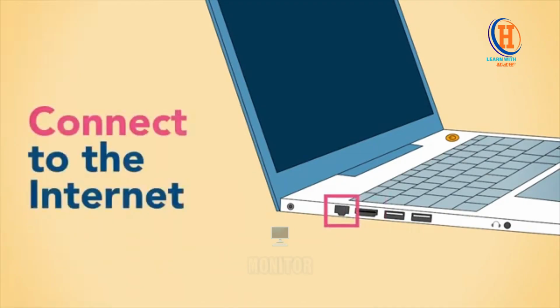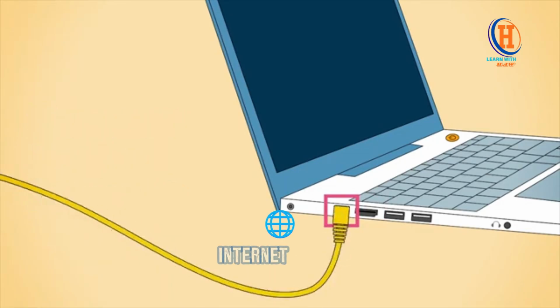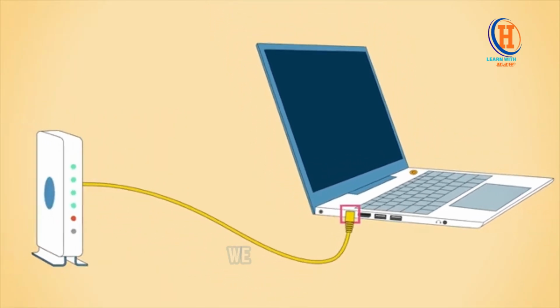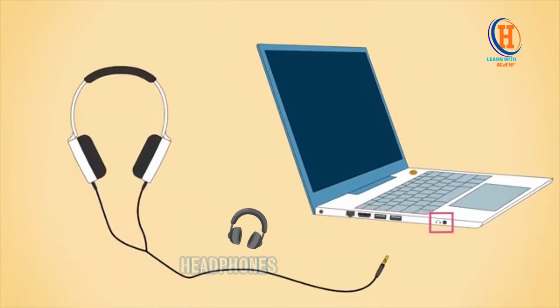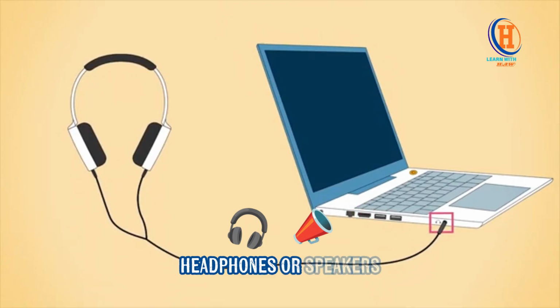It's used to connect a monitor. The Ethernet port is used to connect internet with a cable. We also have audio jack. The audio jack is used for headphones or speakers.